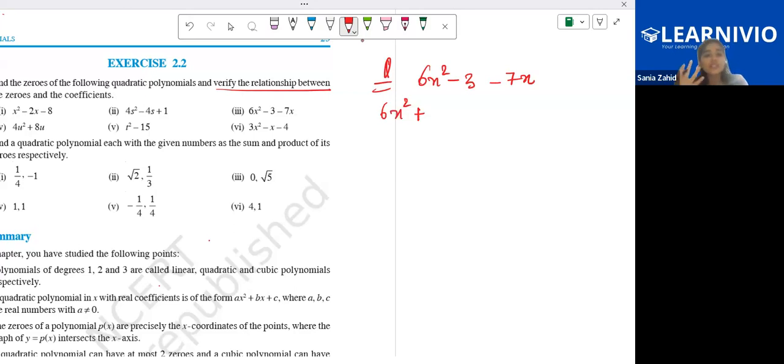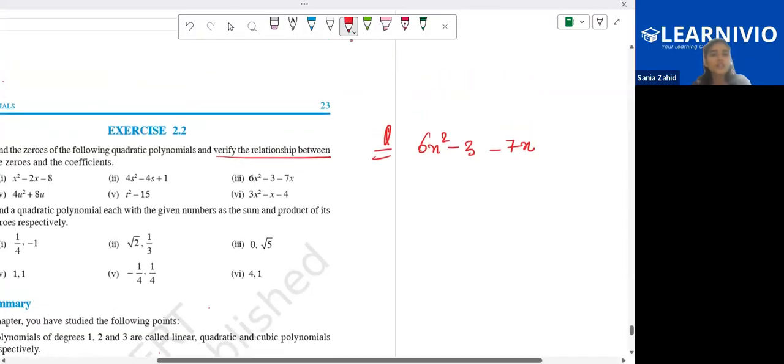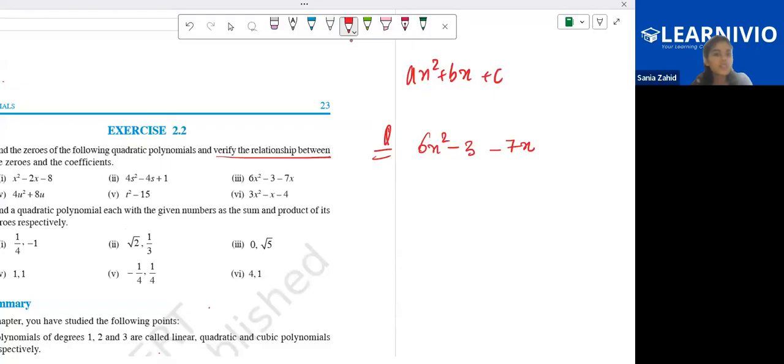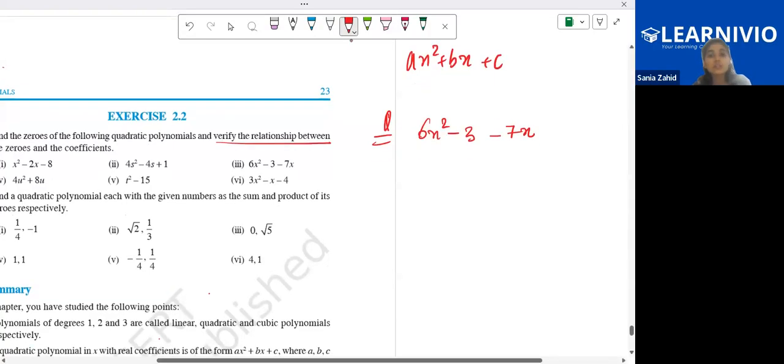First, you're going to rearrange it. Your first step should be rearrangement because this is not in the general format. What is the general format for a quadratic polynomial? ax square plus bx plus c. This is the general format, but this is not in the general format. So first you write it down in the general format. So you get 6x square minus 7x minus 3.